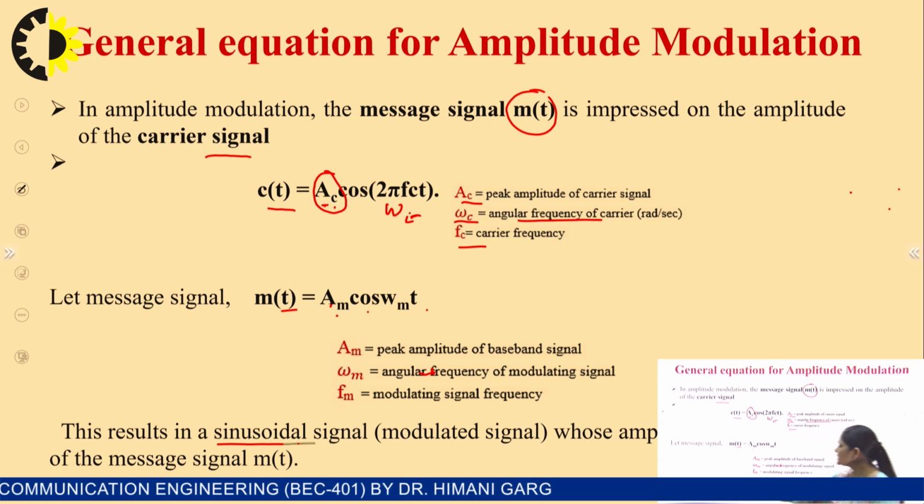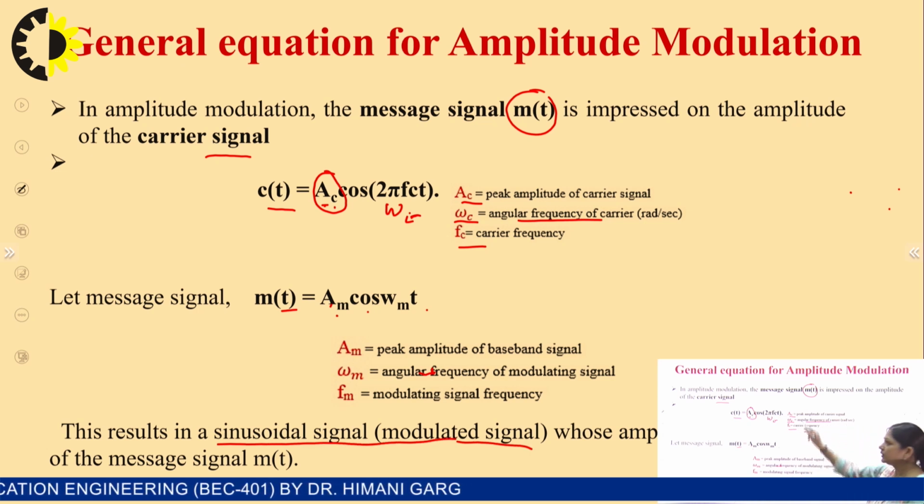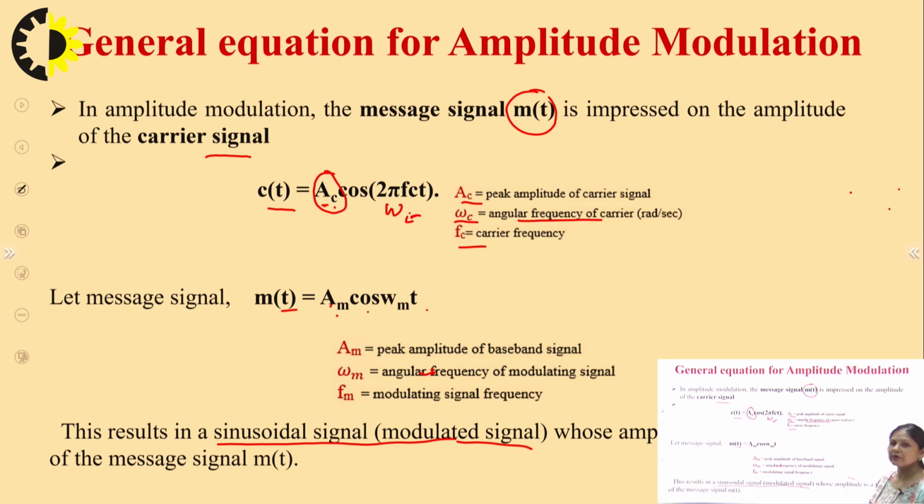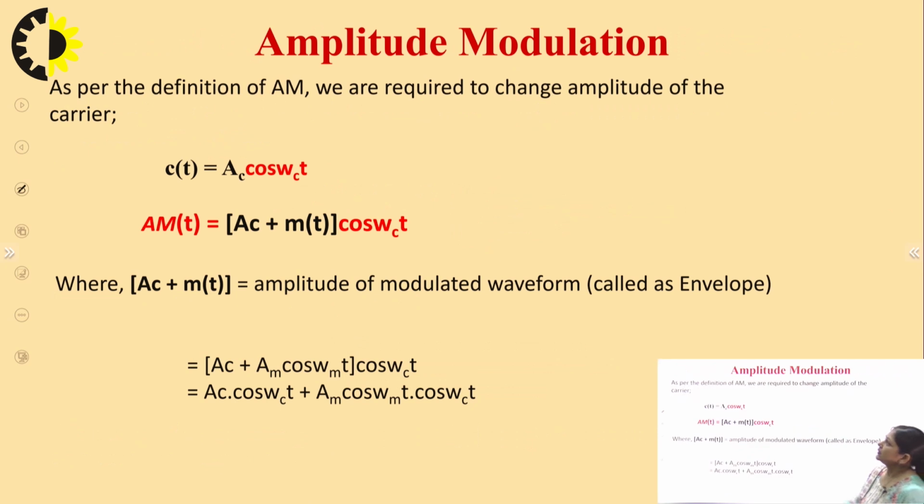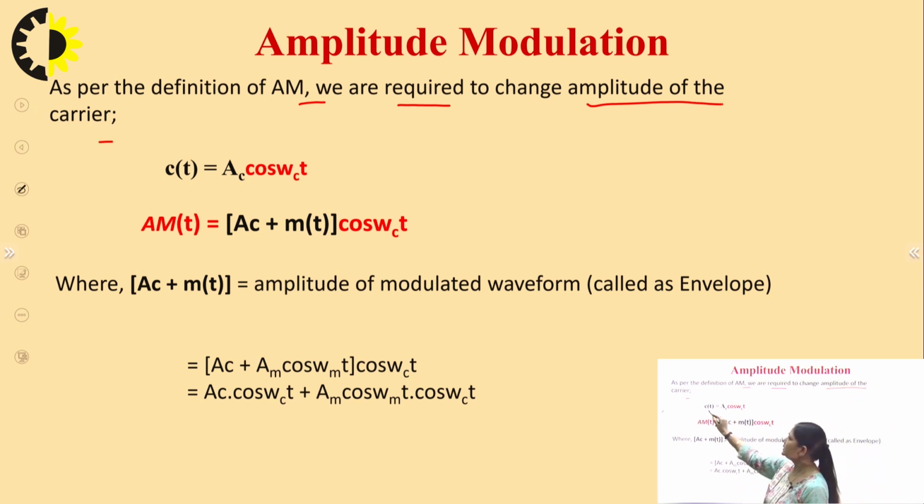This results in a sinusoidal modulated signal, the combination of both these signals, whose amplitude is a function of the message signal m(t). So the message signal will be modulating the carrier according to its amplitude. As per the definition of AM, we are required to change the amplitude of the carrier. In the last slide, we had seen that the carrier signal is denoted by Ac cos omega c t, where Ac is the amplitude of the carrier.